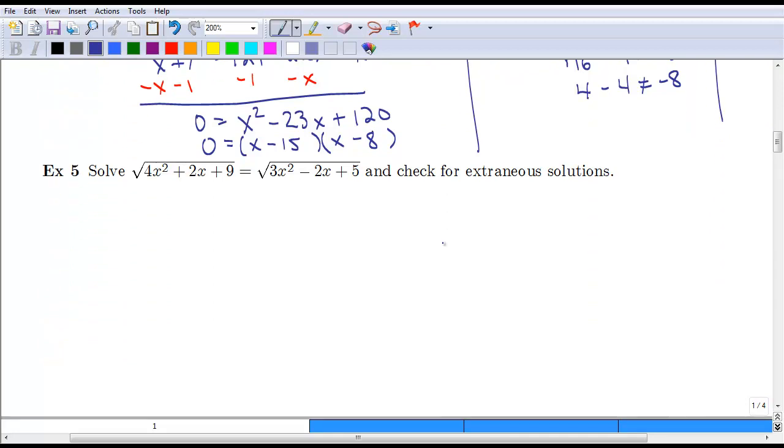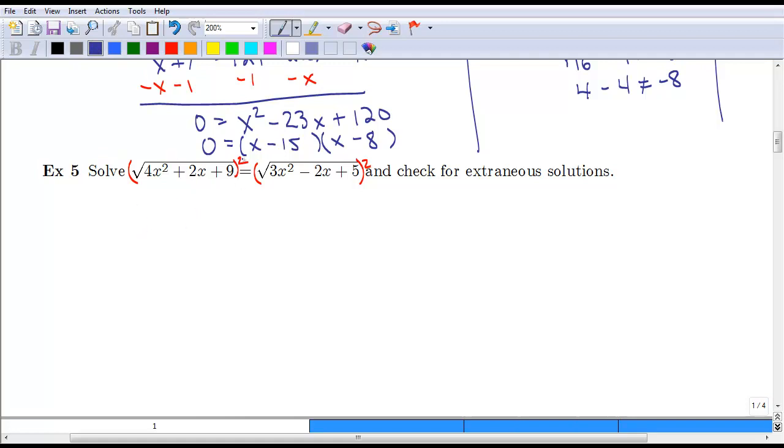Try a few more examples here. In this case, we have 2 radicals, but it's not too bad because there's nothing else involved. It's just simply 2 radicals. And since we have the 2 radicals, we can just go to step 2, which is squaring both sides.